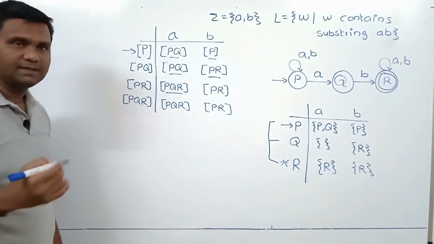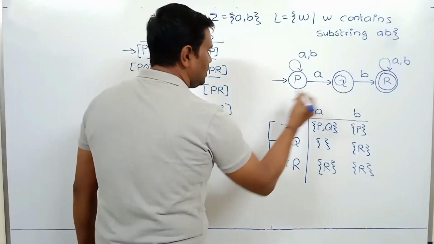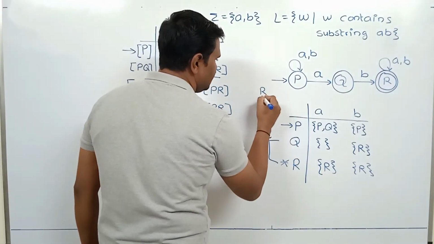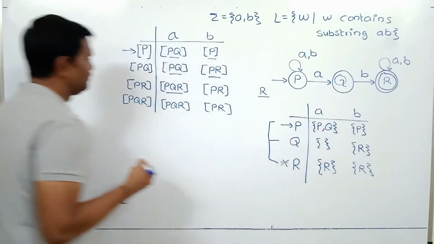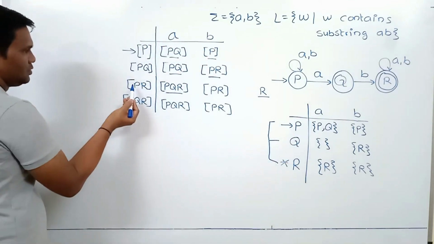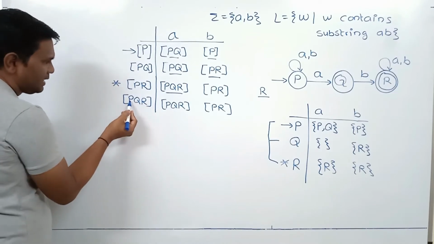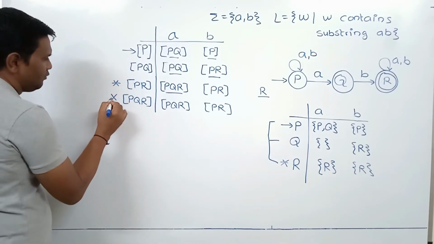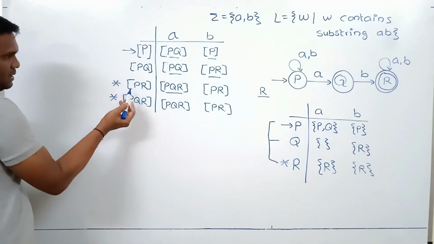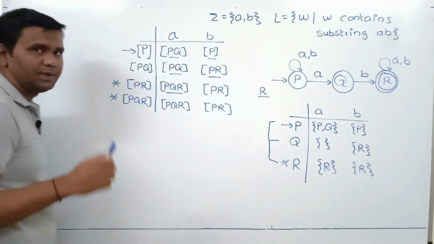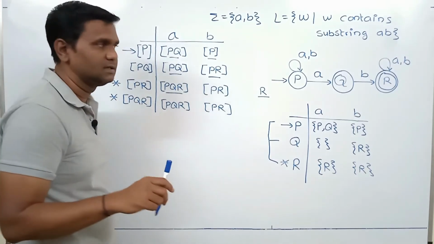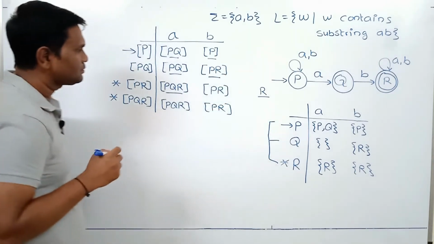Now we have to mark final states. There is only one final state in NFA, R. So we have R in state PR, we mark it as a final state. We have R in state PQR, we mark it as a final state. For a state in DFA to be final, there should be at least one final state of the NFA in it.